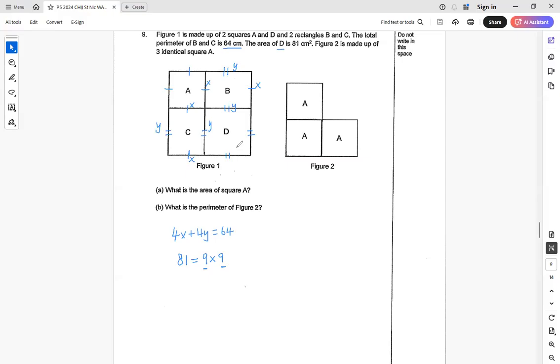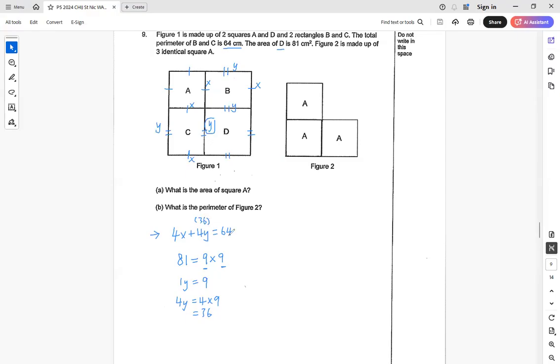So take note here, we go back to the figure. One side here, we have labeled it as y, right? So I'll put here 1y equals to my 9 cm. Okay, remember we go back to here. 4x plus 4y gives you 64. Let's find the 4y first. So 4y will be 4 times 9. That will be 36. So we know that 4y is 36.